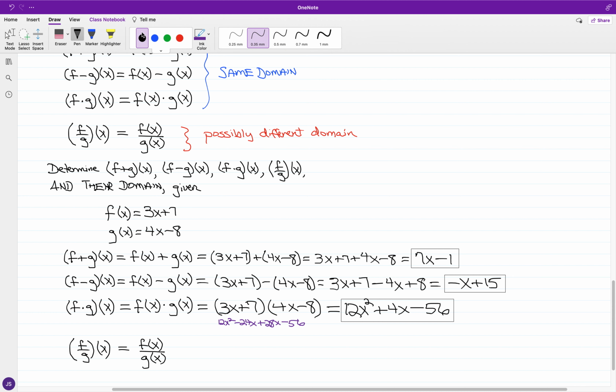And for the quotient function, you have f of x over g of x, and oftentimes, and this is going to be another case, just the substitution will take care of the result here. And f of x, we have 3x plus 7. G of x, we have 4x minus 8.